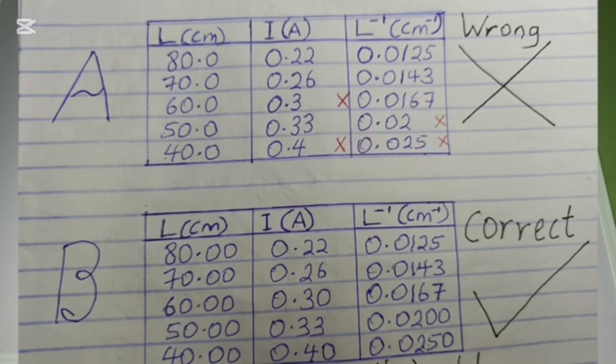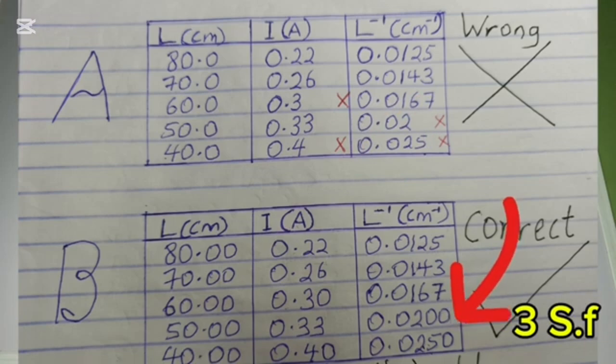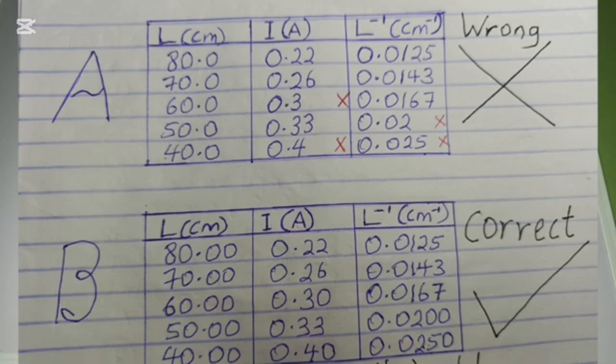And also 0.025, that's 2 significant figures. That is wrong. Look at the correct fashion down in table B. We have 0.0125 and the rest. They are all in 3 significant figures. That is the correct way to write your table. So that's it about the table. Please always make it neat. Try not to shade, and make it very, very neat. You can write in pencil first before you trace with your biro.